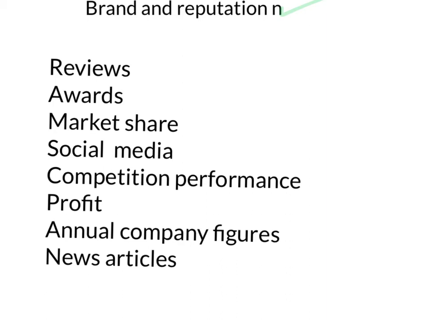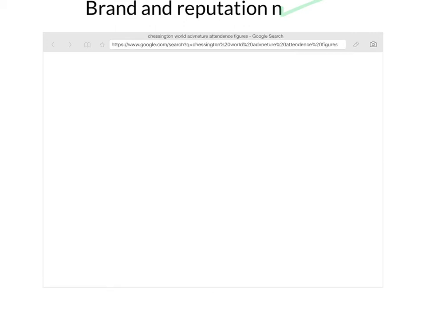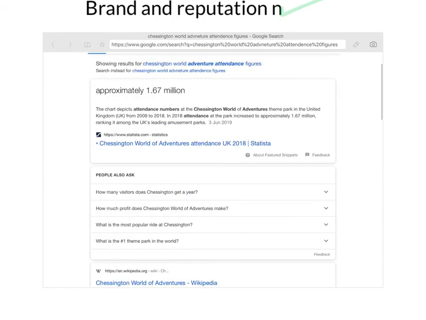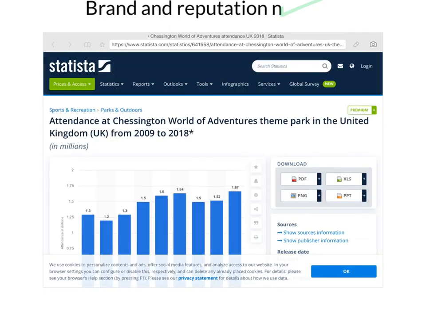So I know that Chessington World of Adventure is the competition. So if I can find something positive on Chessington World of Adventure, maybe go for attendance figures. Sorry about my spelling, I'm rushing a bit. Then, oh, there we go. So we've got that figure there, 1.67 million. If I just click on that link there, see where it takes me. Oh, look, I've got a graph coming up which would be useful.